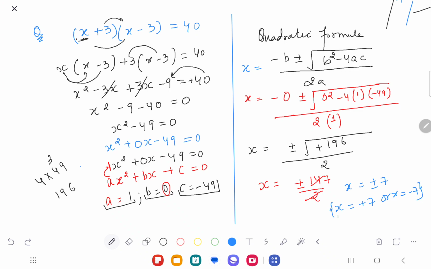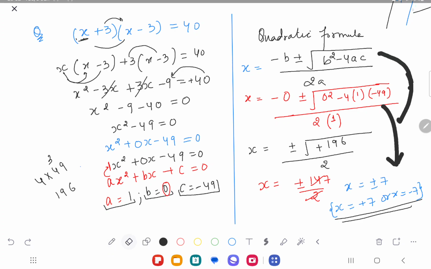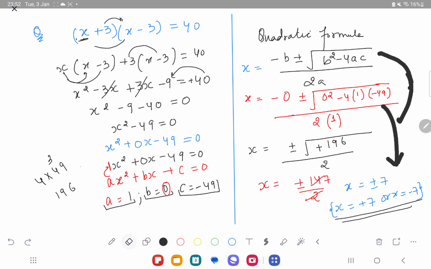So these are the two values of x, and any value which comes out of this particular formula will satisfy the equation. So I hope you're understanding that this formula is very, very important. Yes or no? Any doubts in this? All right. So that's how we actually solve it.